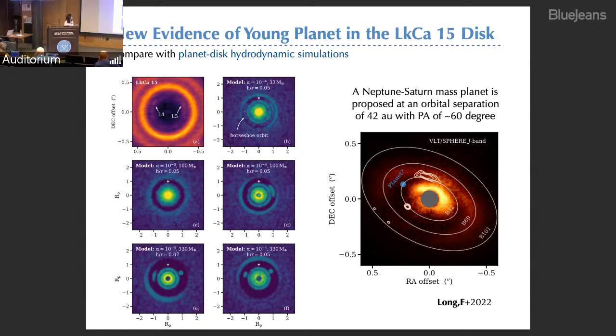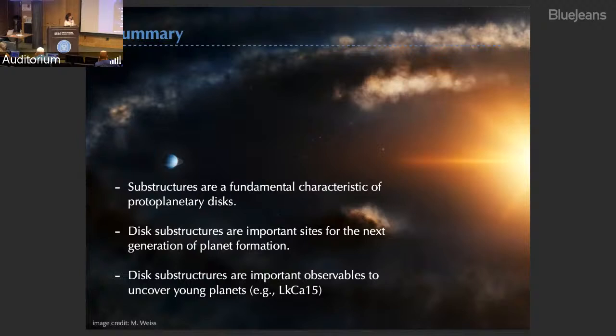And so, to quickly summarize, I hope I have convinced you that substructures are indeed an important piece to help us understand how, when, and where planets form. And it has a bright future. We should take a closer look at such features to understand how planets form there. Yeah, thank you for your attention. Happy to take questions.